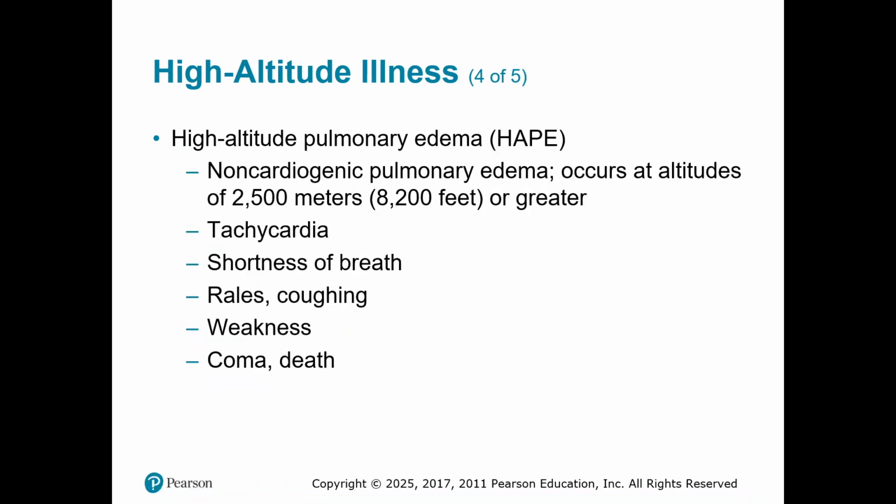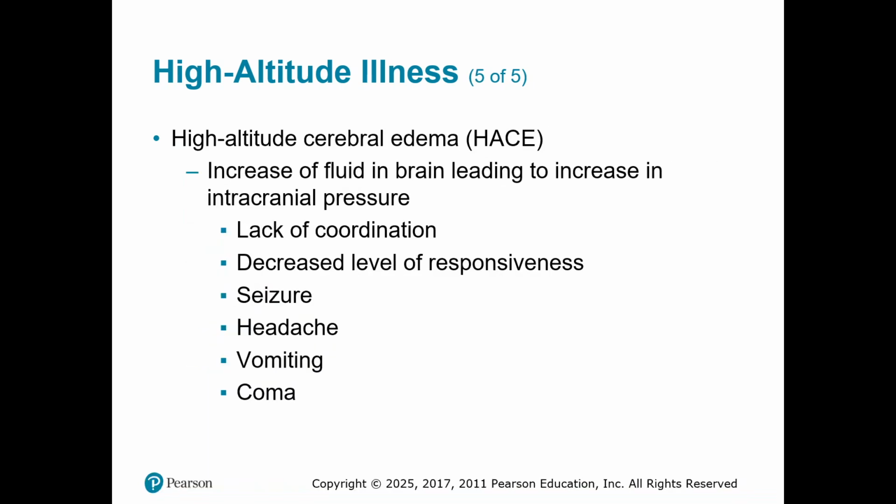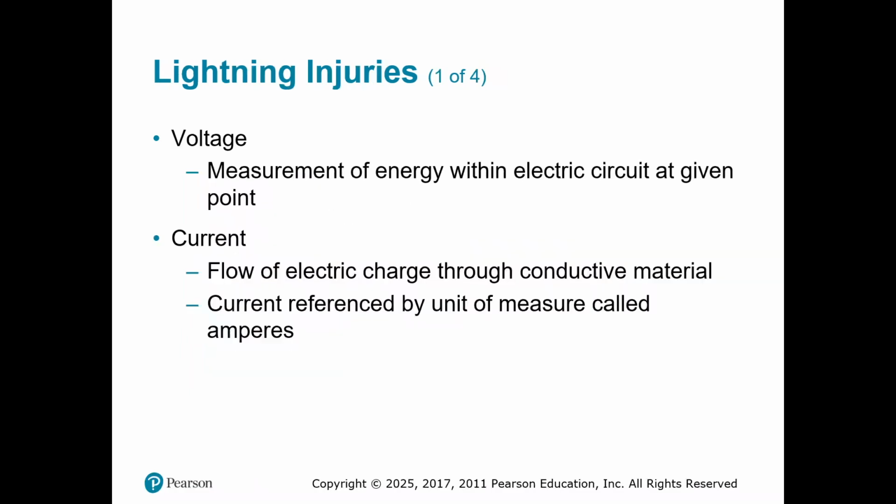High altitude pulmonary edema, or HAPE, is non-cardiogenic pulmonary edema that occurs at altitudes of 2,500 meters or greater. Tachycardia, shortness of breath, rales, coughing, and weakness can lead to coma and death. There can also be an increase of fluid in the brain leading to increased intracranial pressure. So this is high altitude cerebral edema. Signs include lack of coordination, decreased level of responsiveness, seizure, headaches, vomiting, and coma.